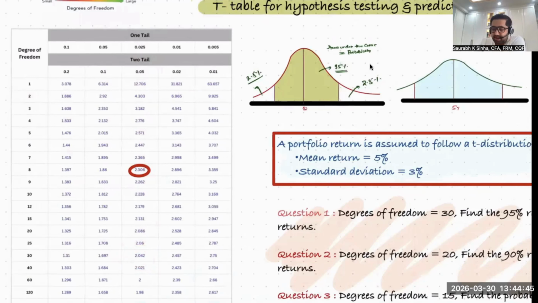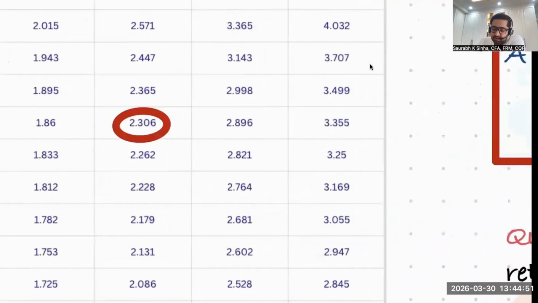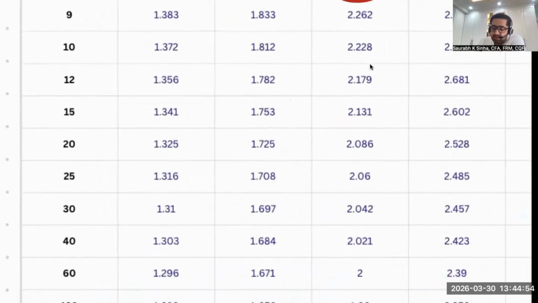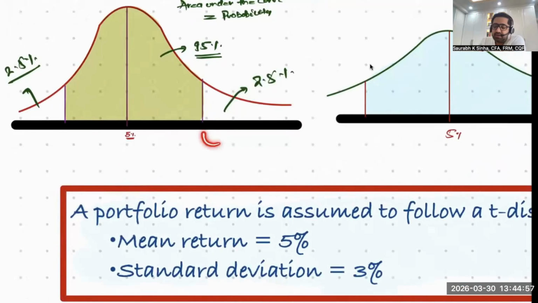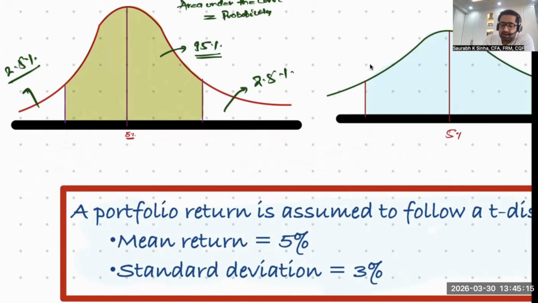So basically this point is 2.042 standard deviations away from the mean. And this point is also 2.042 standard deviations away from the mean. So what do you do? You will do 5 minus 2.042 into 3. And this point is 5 plus 2.042 into 3 standard deviations away from the mean.